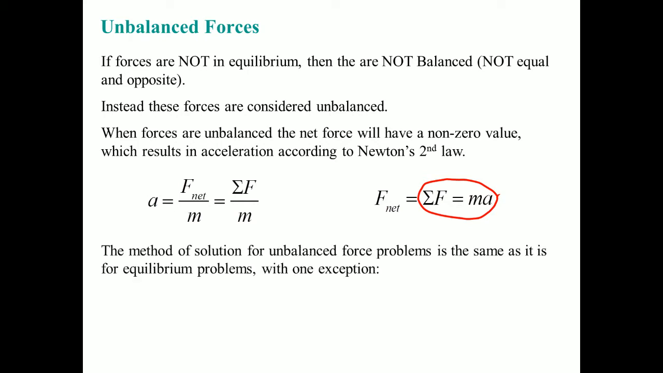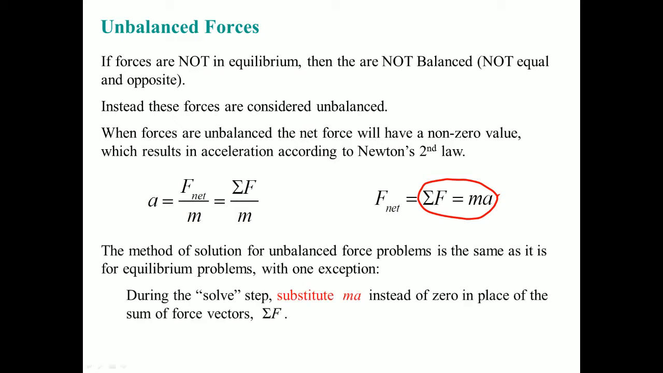The method of solving for an unbalanced force is the same as the equilibrium problem, except this time when we do the solve step, we substitute in ma instead of 0 in its place because there is going to be an acceleration. Please understand that the m is the mass of the system, and the a can be seen as the acceleration of the system. You can do it individually, but it's best to think about it as the system in and of itself.